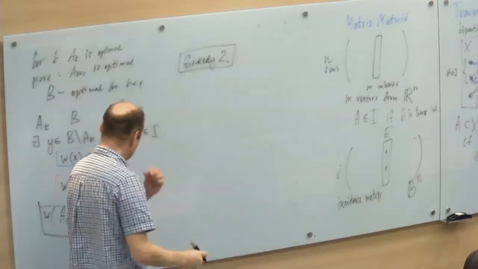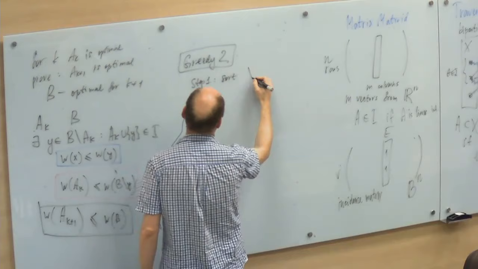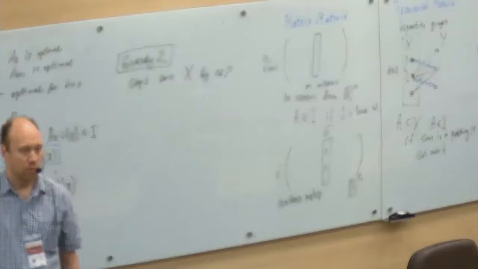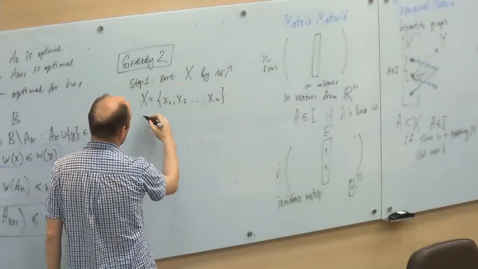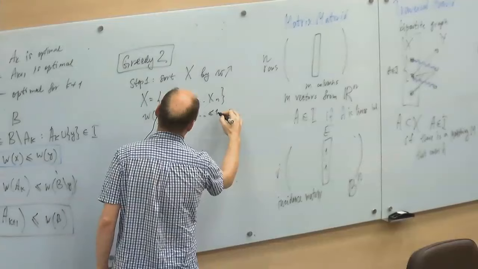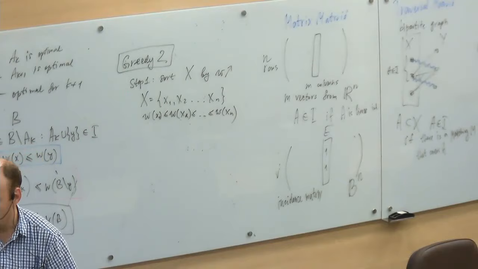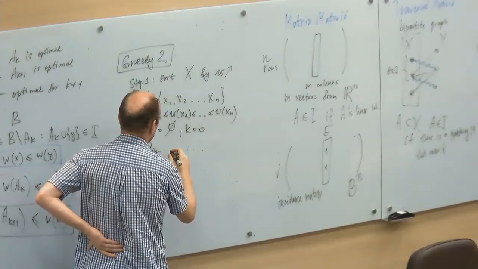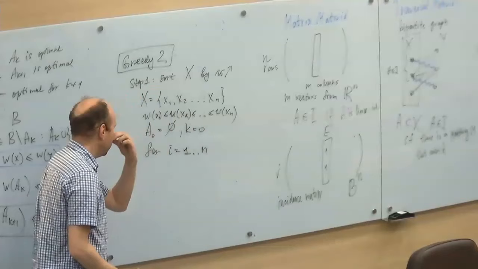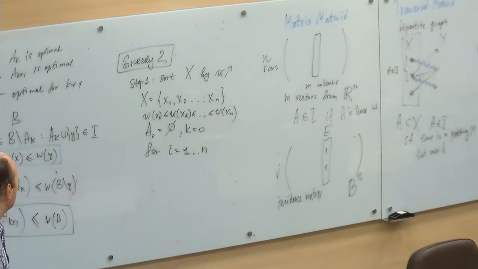Step one, sort elements of X by increasing of their weight. So we sort elements of X by increasing of their weight, and denote the sorted version as X1, X2, and so on, XN. So weight of X1 is not greater than weight of X2, and so on, not greater than weight of XN. And now we run almost the same, but with the following optimization. So A0 is an empty set and K is 0. And now we run for I from 1 to N. Well, from 0 to N minus 1, if you prefer C style index. And you do the following.